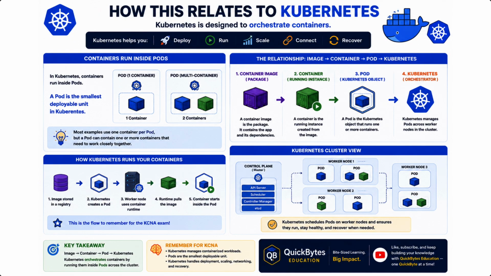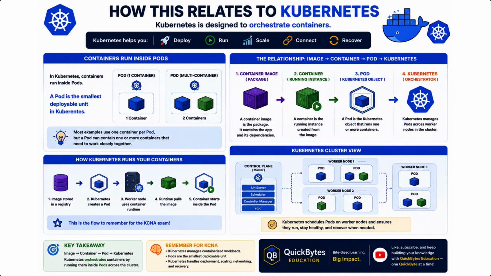For the KCNA exam, this part matters a lot. Kubernetes is designed to orchestrate containers. That means Kubernetes helps deploy, run, scale, connect, and recover containerized applications. In Kubernetes, containers run inside pods. A pod is the smallest deployable unit in Kubernetes. Most beginner examples show one container inside one pod, but a pod can contain more than one container when those containers need to work closely together.